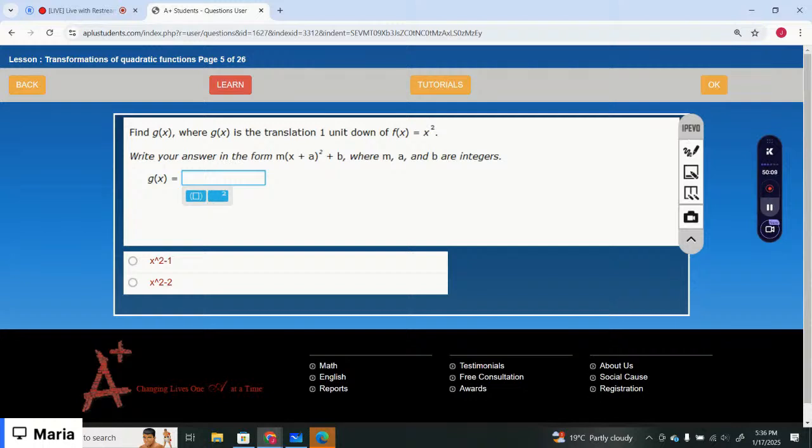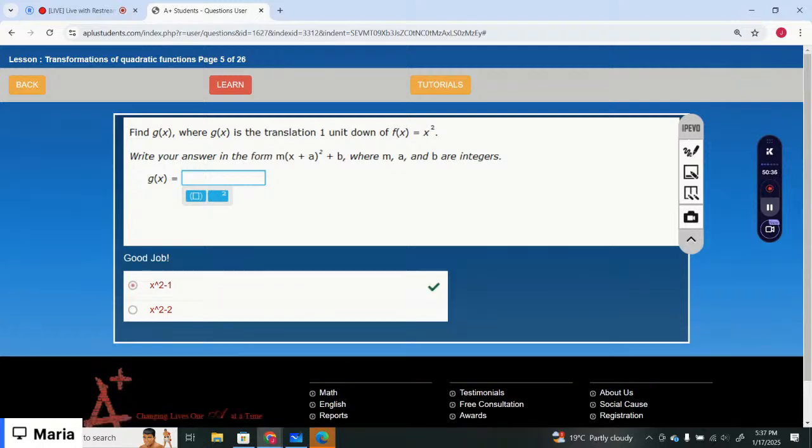Find g of x where g of x is the translation 1 unit down of f of x equals x squared. That is x squared minus 1. Option number 1 is the correct option.